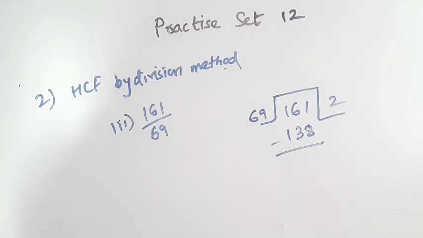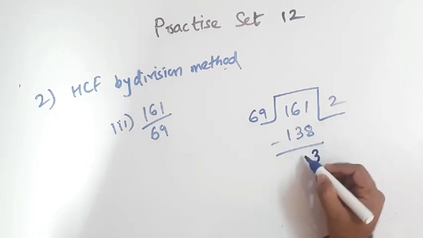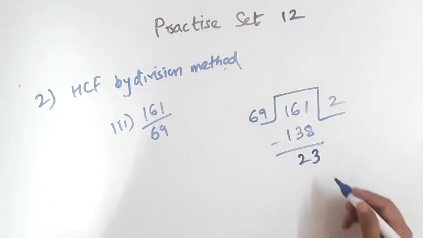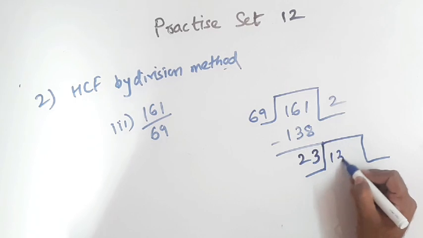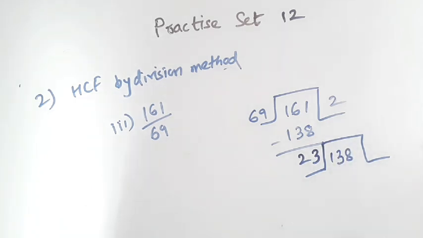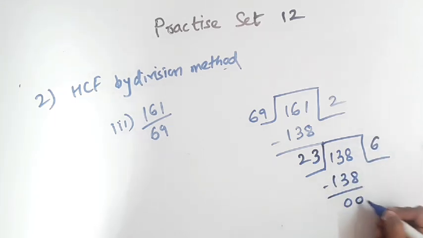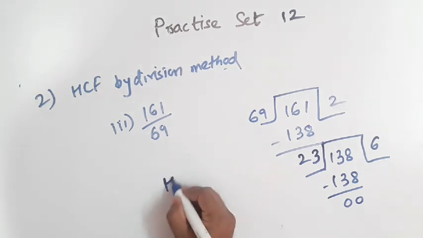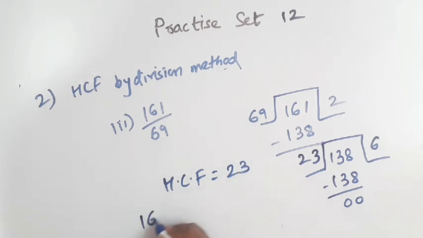Then 8 plus 3 is 11, 1, 4 plus 2 is 6. So 23 remains. Then this becomes your divisor, 138 becomes your dividend. If you know the table of 23, 5 times is 115 and 6 times it is 138. So we have reached here, the remainder we got 0. So what is the HCF? HCF is 23. Very simple. Now we have to reduce this to the lowest form, so we will divide this by 23.